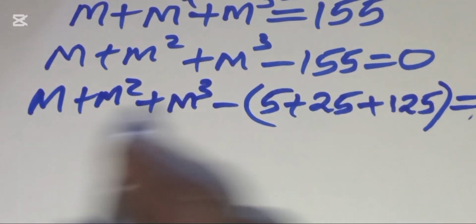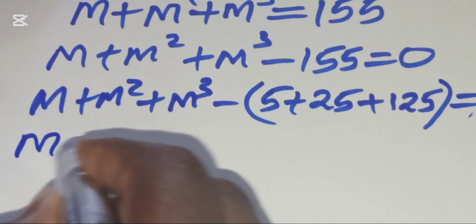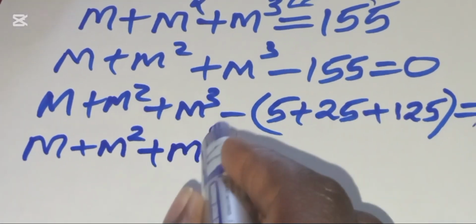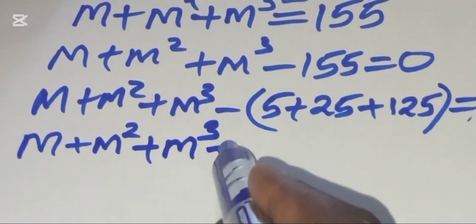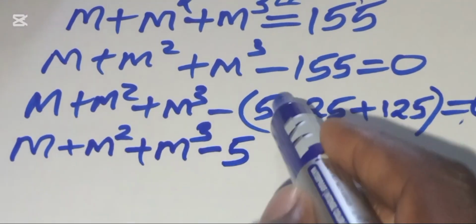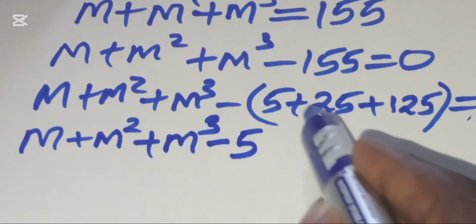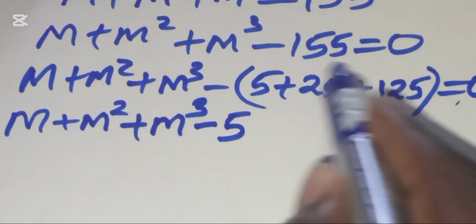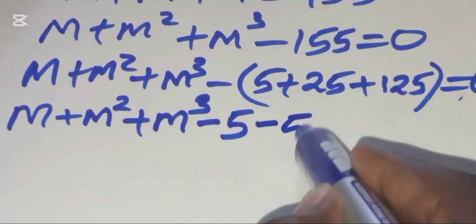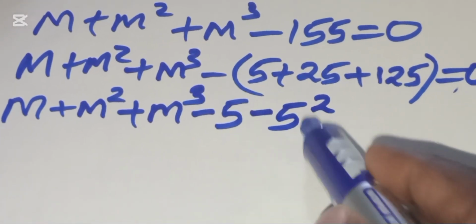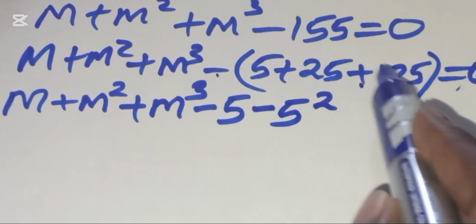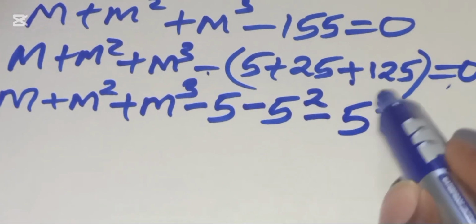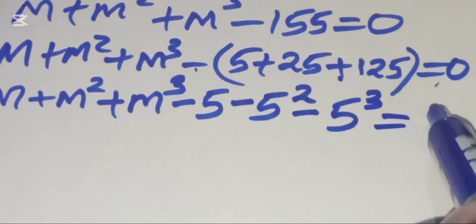We have m plus m squared plus m cubed, subtract 5. Then we have negative times positive 25, which is the same as negative 25, and 25 can be expressed as 5 squared. And then negative times positive 125 can also be expressed as 5 cubed, since 5 cubed is the same as 125. This is equal to 0.